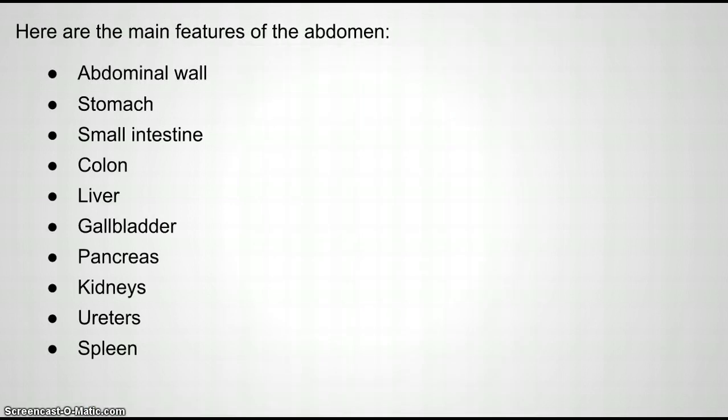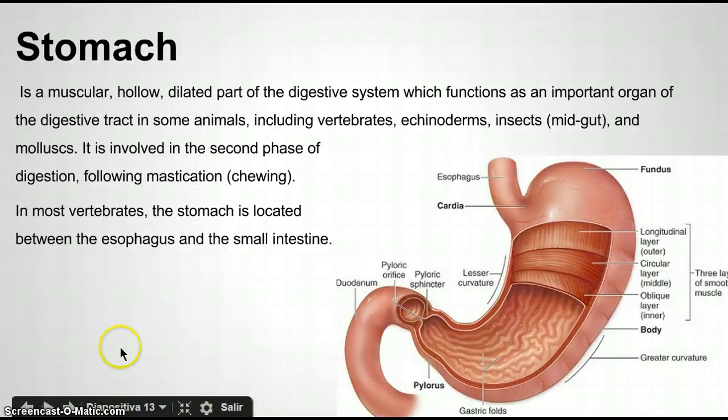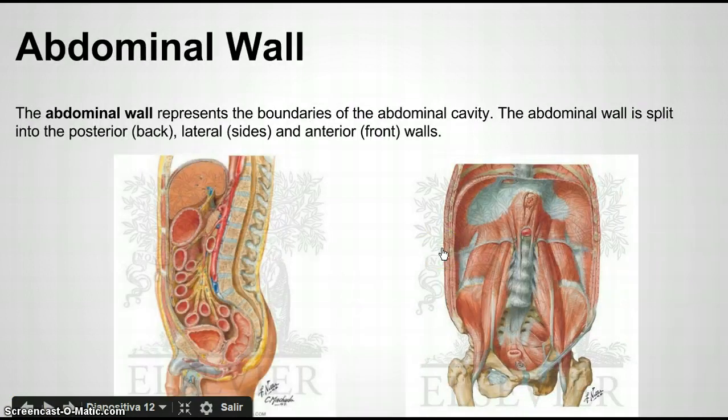Here are the main features of the abdomen: abdominal wall, stomach, small intestine, colon, liver, gallbladder, pancreas, kidneys, ureters, and spleen. Abdominal wall. The abdominal wall represents the boundaries of the abdominal cavity. The abdominal wall is split into the posterior, lateral, and anterior walls.